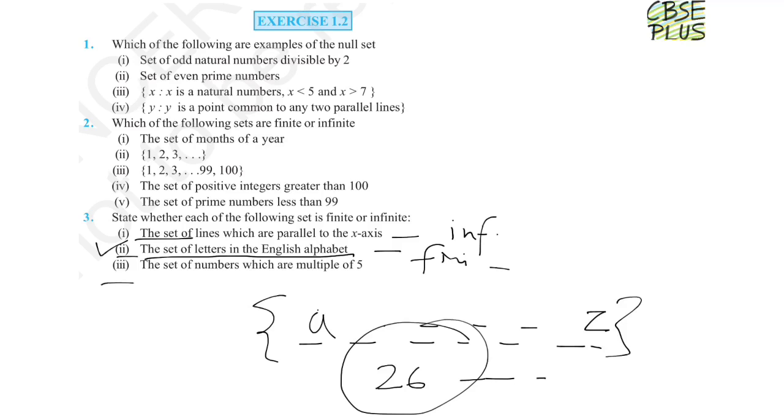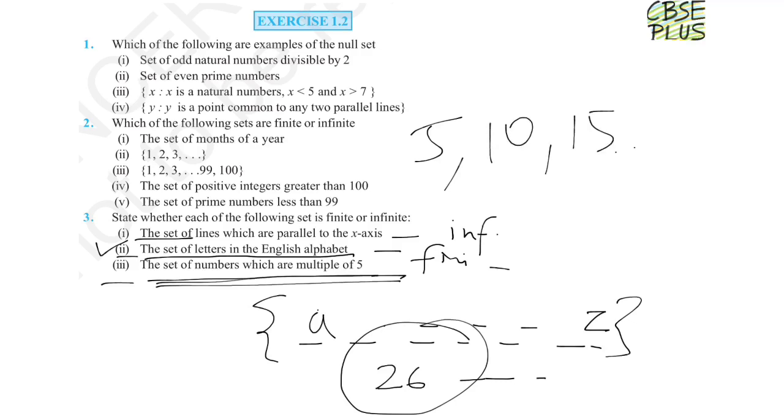The third is the set of numbers which are multiples of 5. There can be endless numbers. It starts with 5, 10, 15, and like this we can go on, and there is no end. We can go to infinity. So that's why this is an infinite set. Alright, so we conclude the third question.